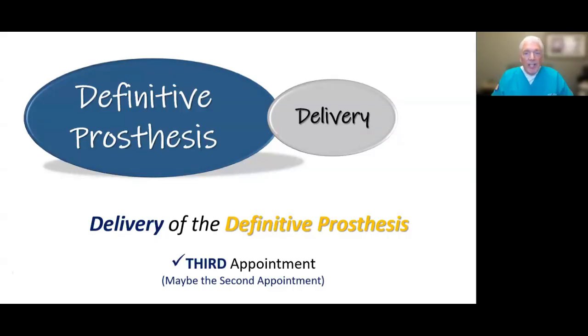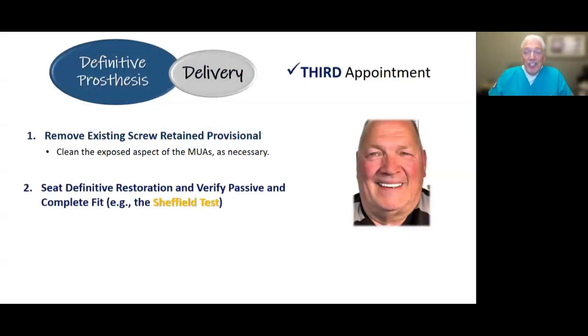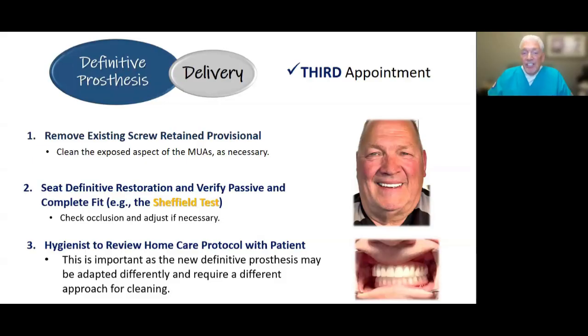So what we're looking at now is that we're ready to deliver the final prosthesis. So this is your third appointment, maybe it's your second appointment. This is pretty straightforward. You're just going to remove the provisional, clean everything up, and seat the final, the definitive prosthesis. And then again, the Sheffield test is a great thing to utilize. And very importantly, if you need to make occlusal adjustments, fine tune it, sure, go ahead and do that.